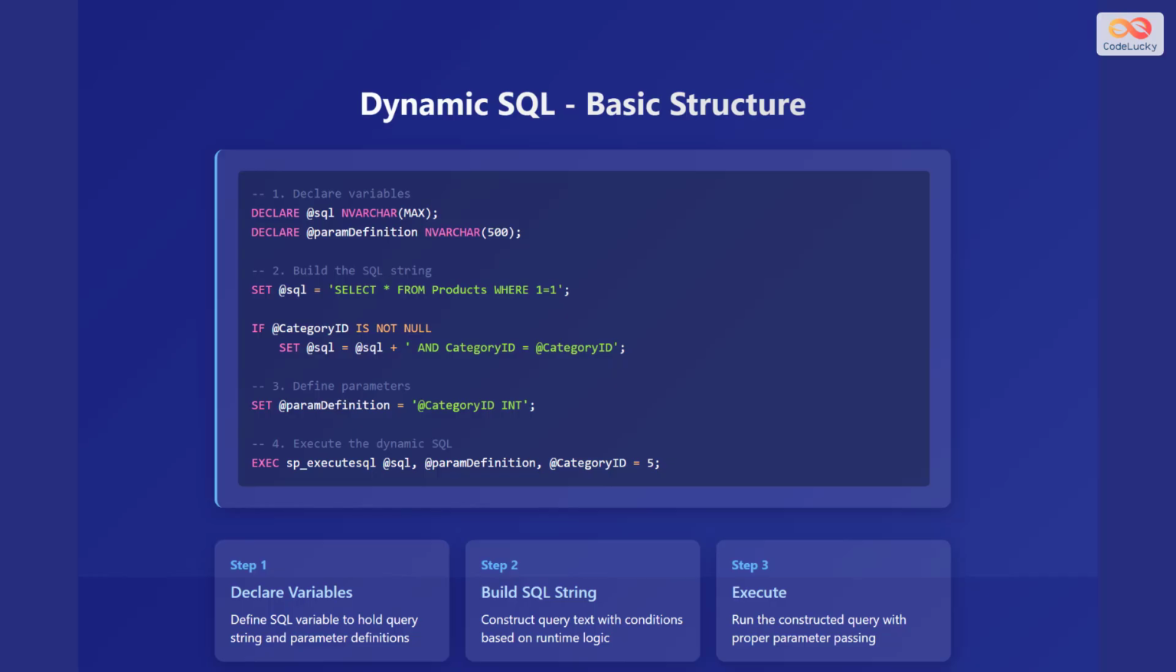Here is an example of the code. First, we declare the SQL variable and parameter definition variable. Then we start building the SQL string. If the category ID is not null, we add a condition to the SQL string. Next, we define the parameters. Finally, we execute the dynamic SQL using sp_executesql, passing in the SQL string, parameter definitions, and the category ID value.